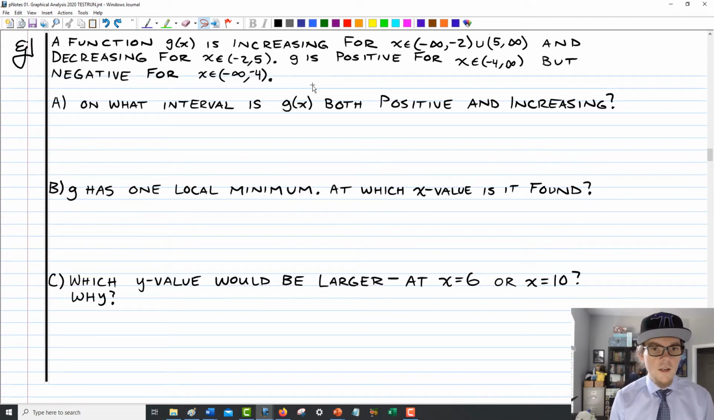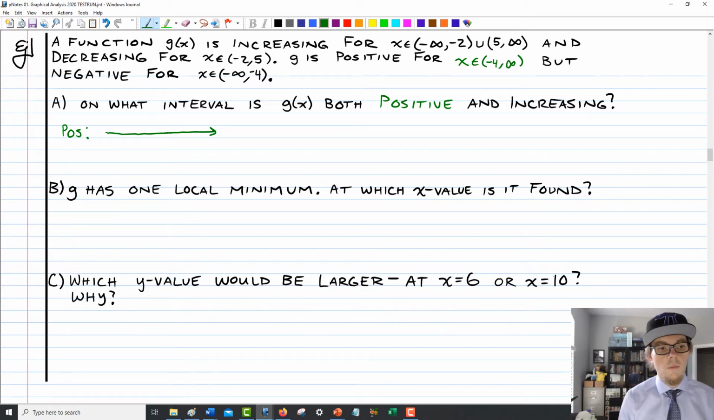So first, I noticed that it mentions g being positive. I'm going to say that g is positive is going to be our green color. So we're going to talk about those x values that are between -4 and infinity. And in fact, I'm going to sketch out a quick little number line here, just because I think this might help us visualize it a little bit.